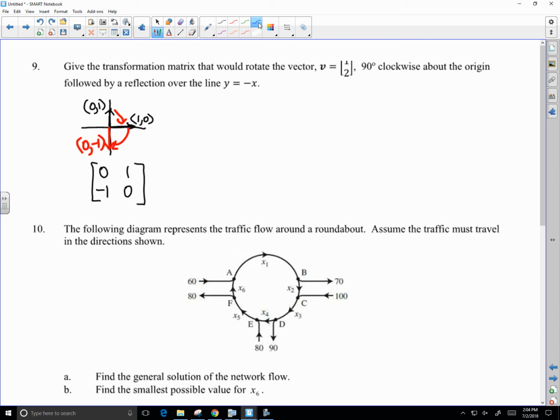So carry out that process. So 1 multiplied by 0, negative 1, plus 2 multiplied by 1, 0.